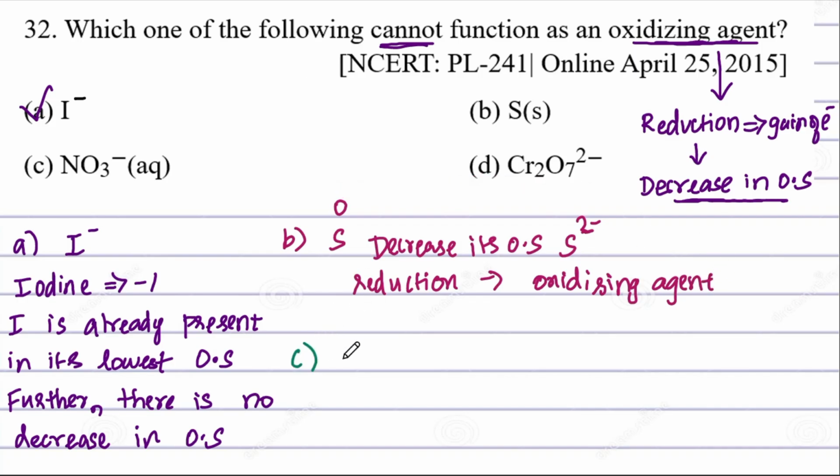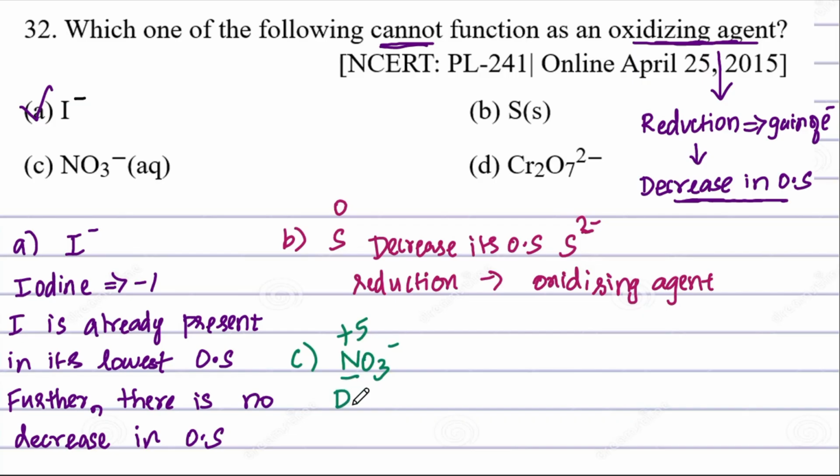Let us see the next option, NO3-. So in NO3-, what is the oxidation state of nitrogen? X minus 2 into 3 equal to -1. X minus 6 equal to -1 and the value of X is +5. So nitrogen is present in +5 oxidation state.